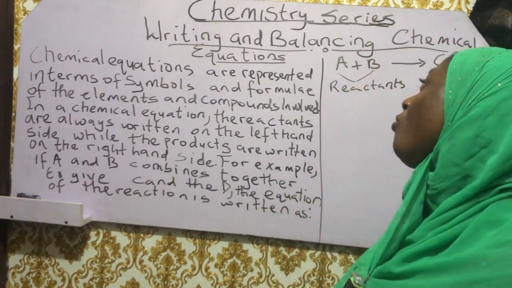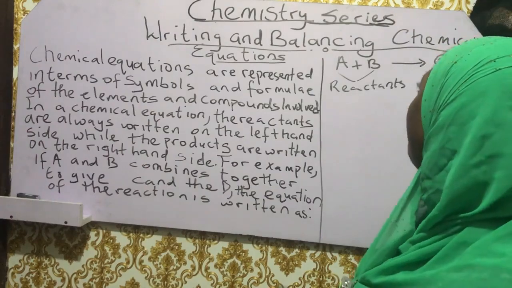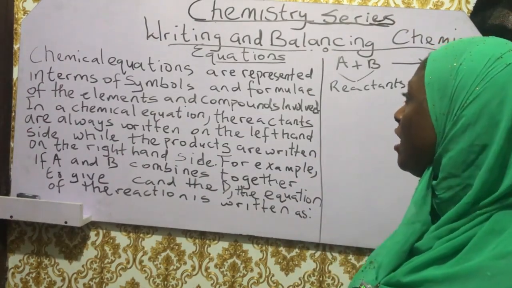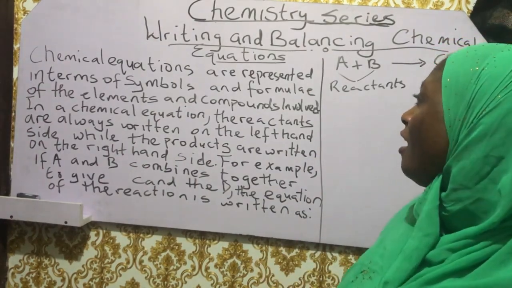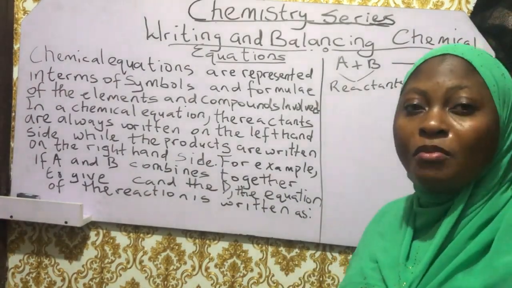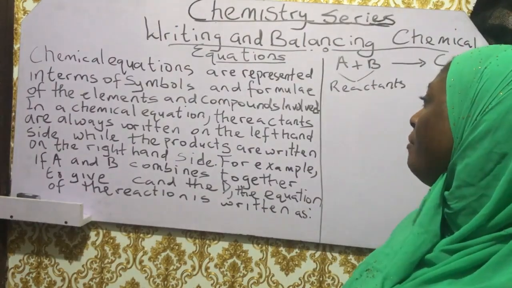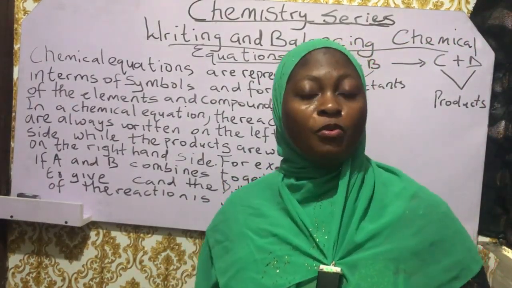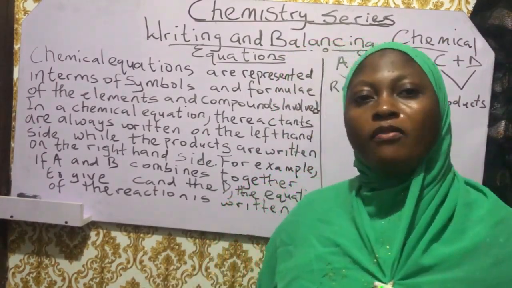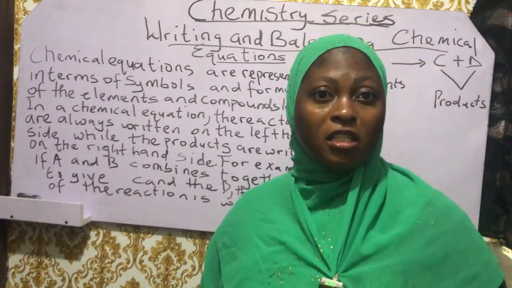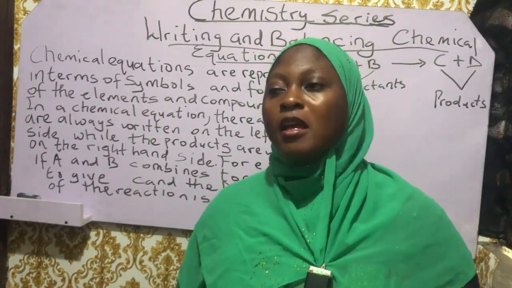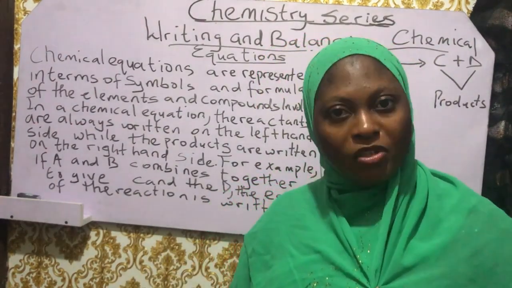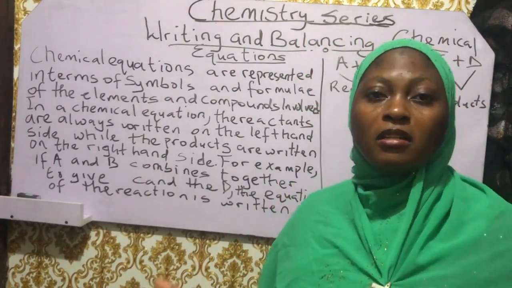In this class, we are going to be talking about writing and balancing chemical equations. Chemical equations are represented in terms of symbols and formulas of the elements and compounds involved. As we have known, in chemistry we have elements, and when you have a combination of two or more elements, you have compounds. And we have also learned that elements are represented by symbols.